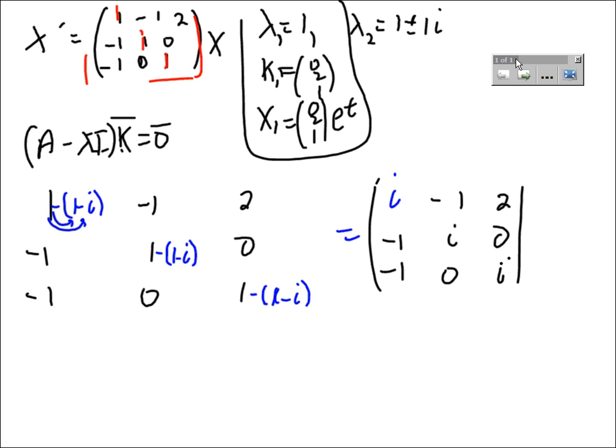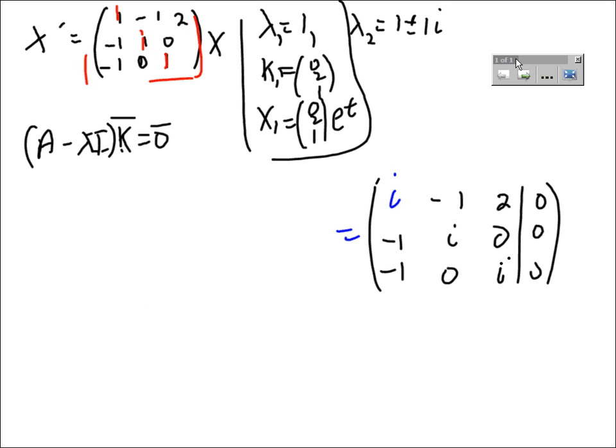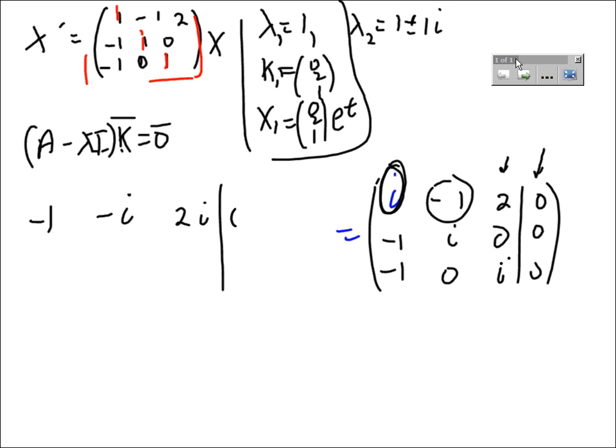So this is basically augmented with 0. We want to solve that. Now, I'll do this over here. If I multiply row 1 by i, when I multiply that by i I get negative i. If I multiply this by i I get negative 1. Multiply that by i I get 2i. Multiply that by i I get 0.